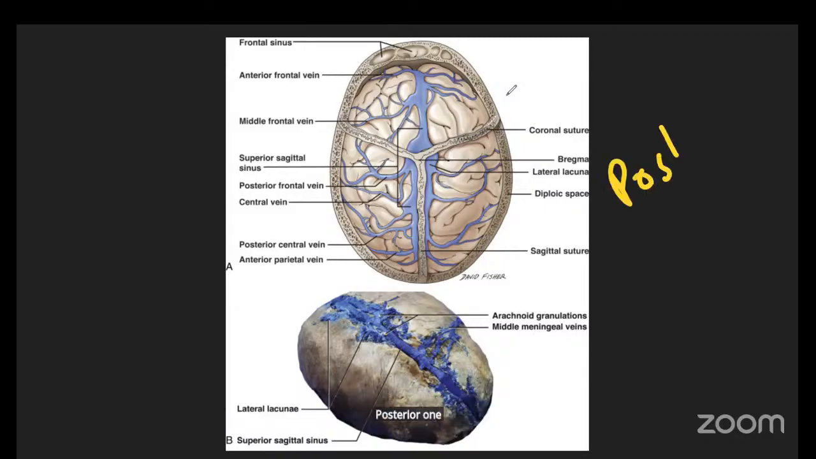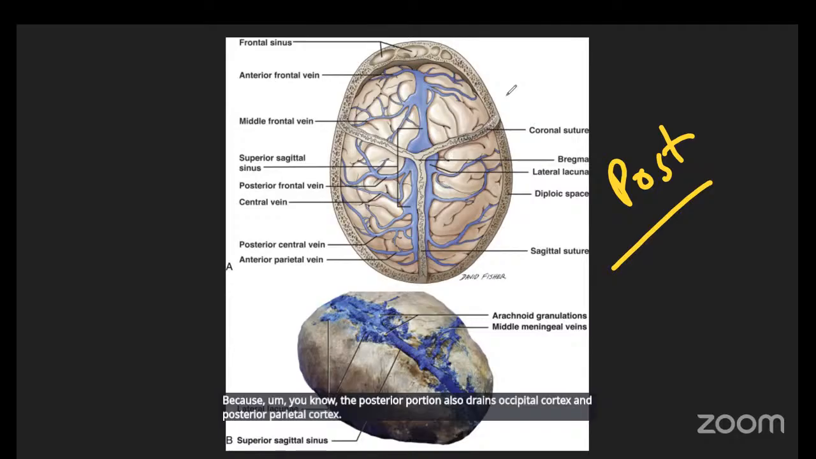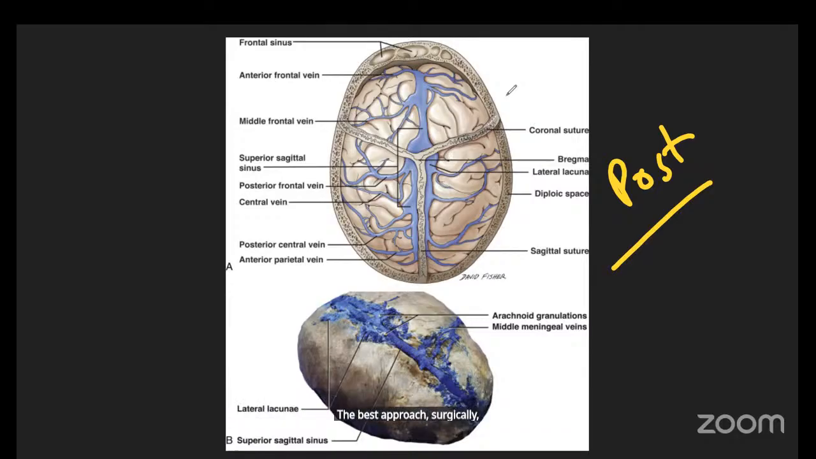The posterior one also has 2 schools of thought. One school of thought says you can sacrifice it without a lot of problems in the patient. But there is another school of thought which says the patient can have homonymous hemianopia. The patient can also have a lot of other problems because the posterior portion also drains the occipital cortex and posterior parietal cortex. The best approach surgically is to save it as much as you can, even the anterior segment of the superior sagittal sinus. But there would be cases where you won't be able to do so.